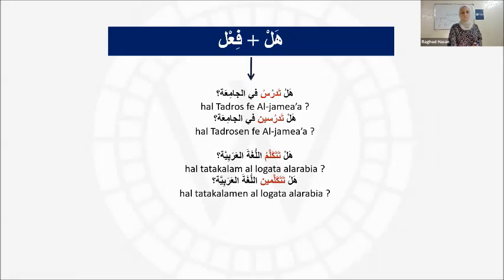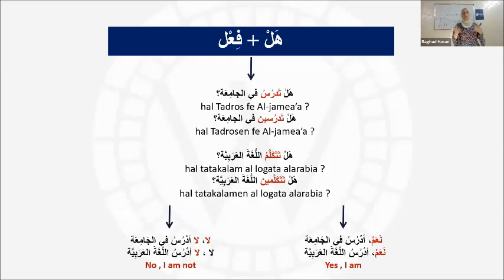هل تتكلم اللغة العربية؟ هل تتكلمين اللغة العربية؟ So again the answer could be yes or no question. So نعم for yes, نعم أدرس في الجامعة. So here we put نعم first and then we put the verb with the pronoun I. So نعم أدرس في الجامعة, yes I am.